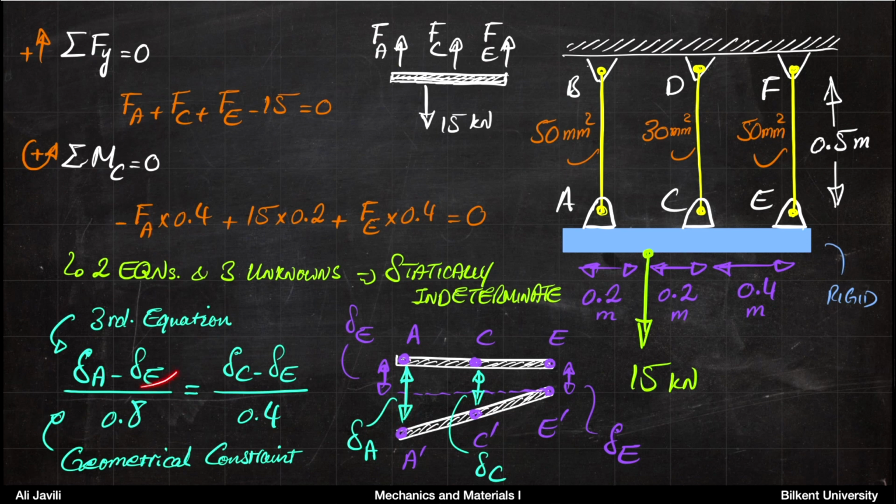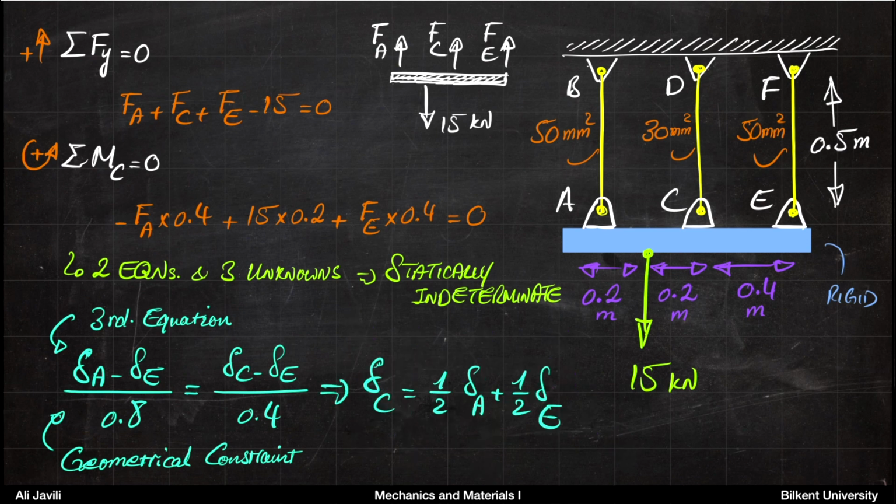And if you divide that by the length 0.8, it would be the same as this little distance, which is delta C minus delta E, divided by the length 0.4. All right, so this is in principle our third equation, or otherwise it's our geometrical constraint that we were looking for. Sometimes you may have multiple constraints and then you would also be able to employ them if it is necessary.